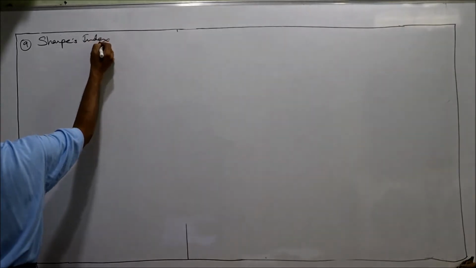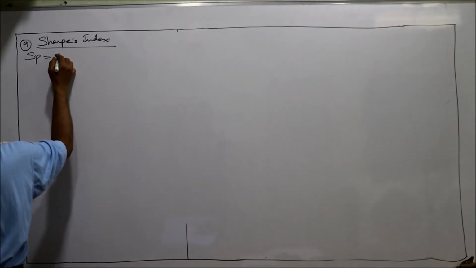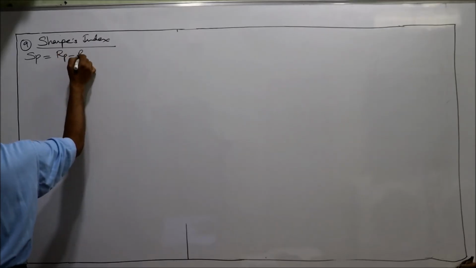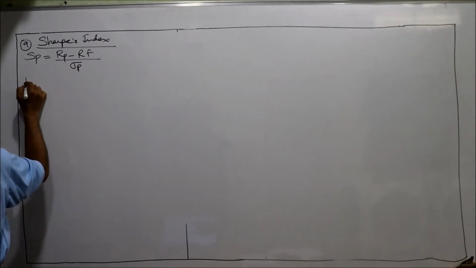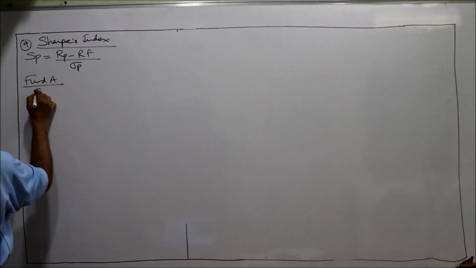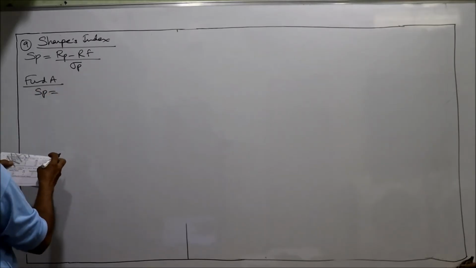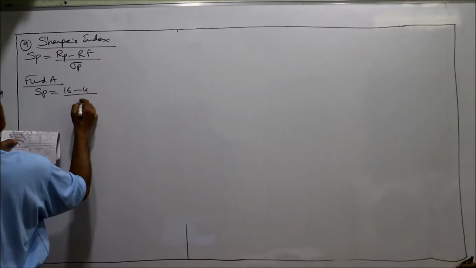Sharpe's index. SP is equal to RP minus RF divided by standard deviation P. Fund A. Fund A SP is equal to, what is the return? 16%. Risk-free rate 4%. Standard deviation 8.